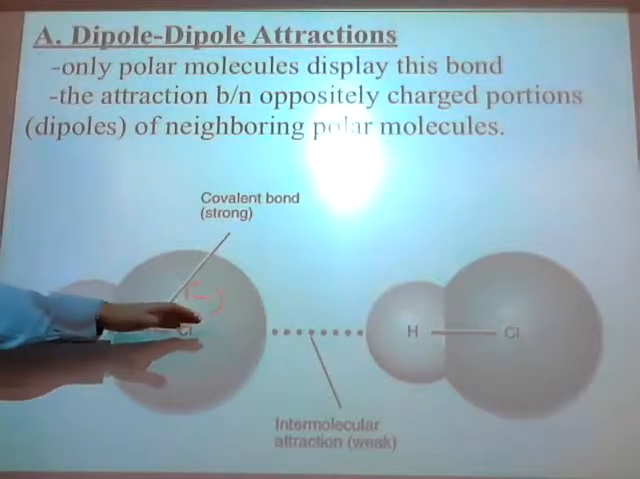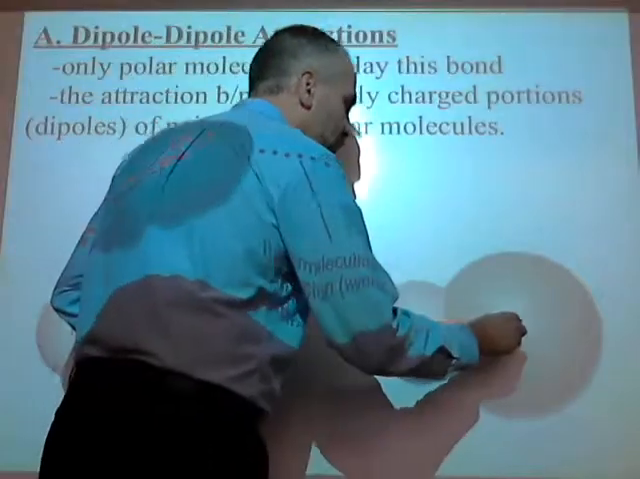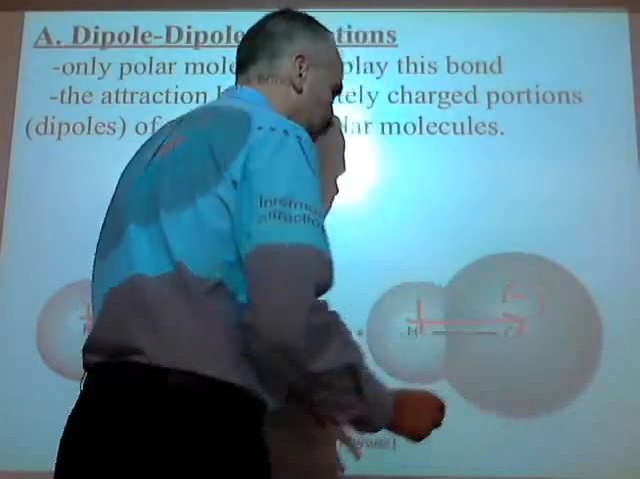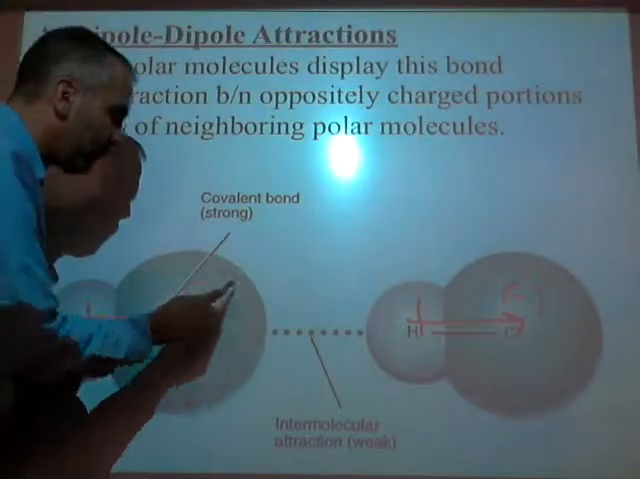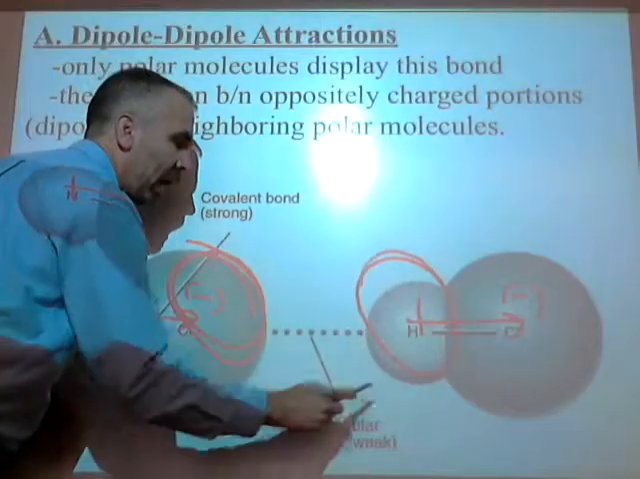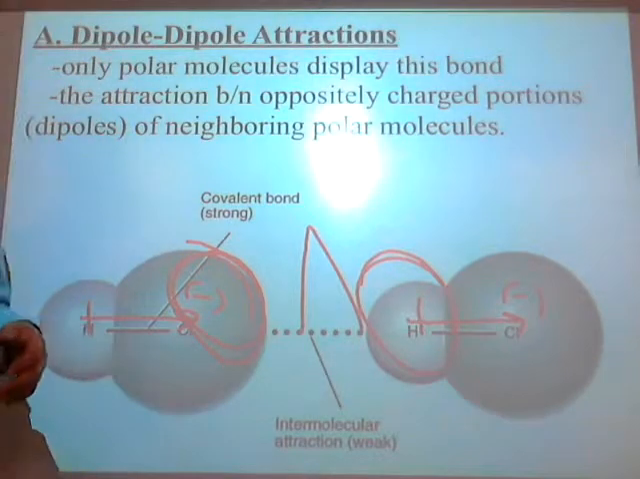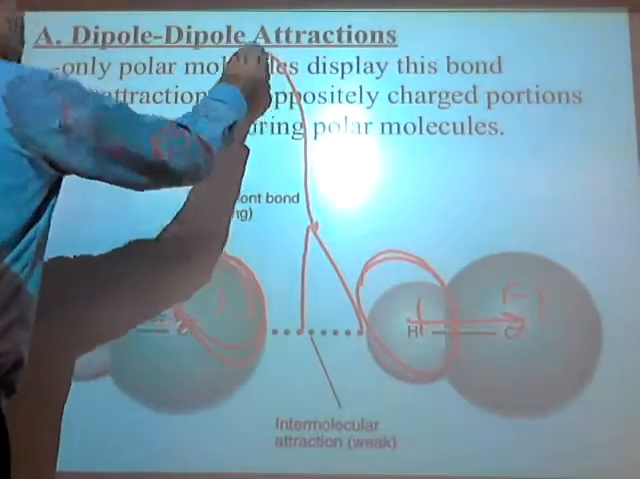I asked you to draw those on any polar molecule you saw. Same thing happens with this guy. It's the exact same molecule, slightly negative, slightly positive there. Well, the attraction between this negative and this positive is the dipole-dipole bond. That's what this guy is.